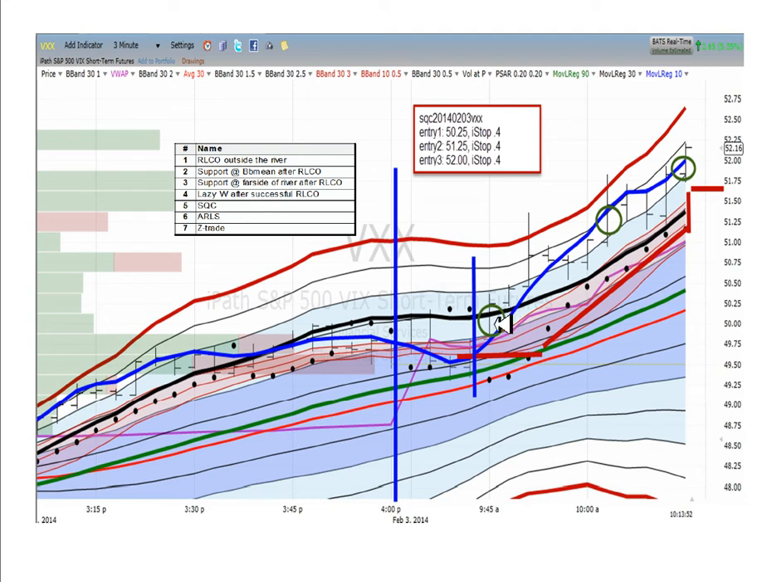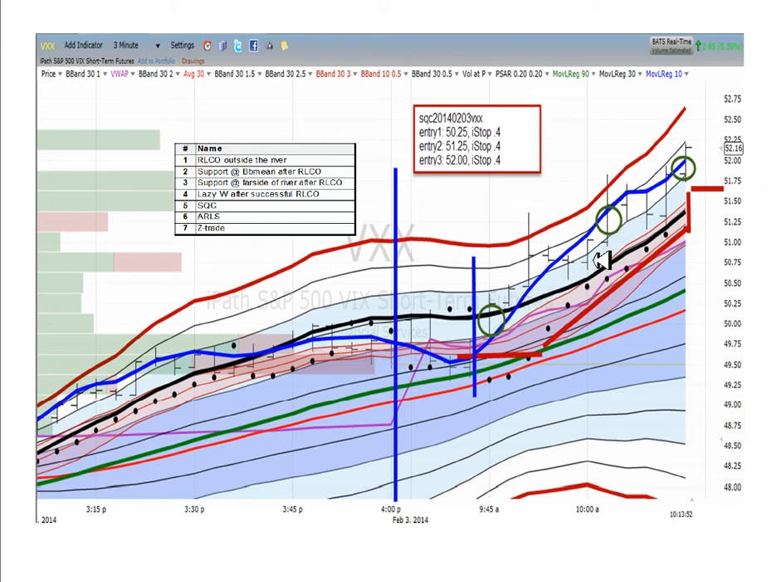I like this entry here. This is the beginning of trending behavior. We have price and both regression lines outside of the river, so the 10 comes out. So I go ahead and take this one. And first entry at 50.25. It's early in the morning, so I take a 0.4 initial stop below the dragon.